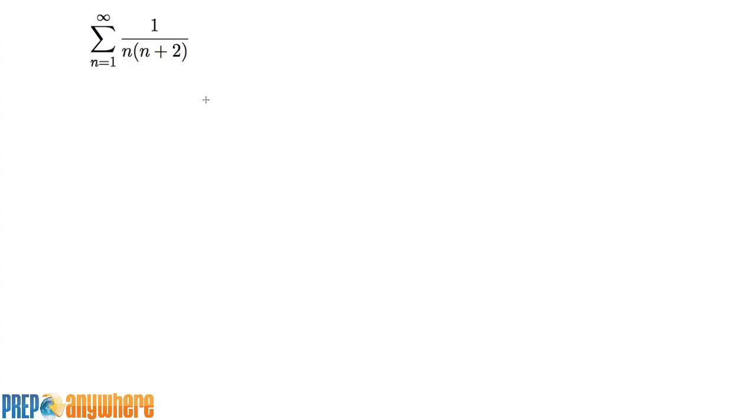Okay, so we have to find the infinite sum of this using partial fractions. In other words, splitting this in the form of 1 over n plus a over n plus some constant b over n plus 2. To find a and b, we actually need to combine these two with a common base.